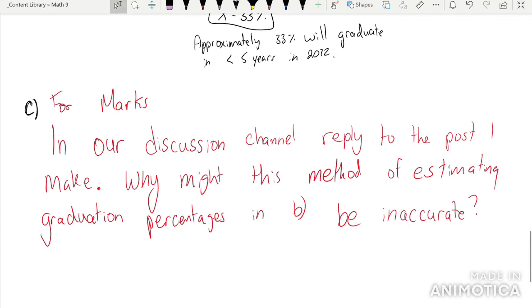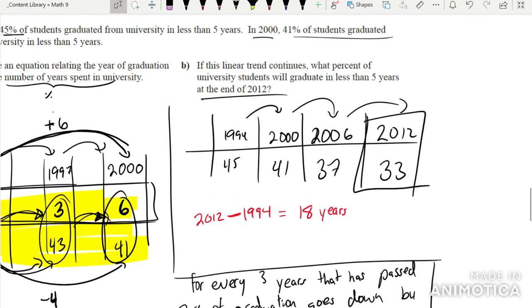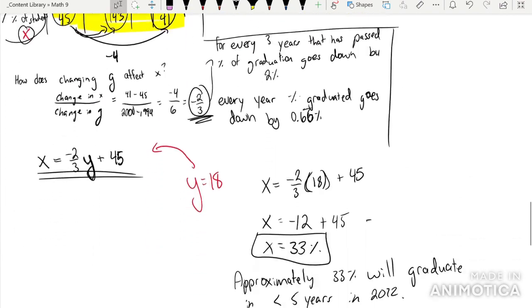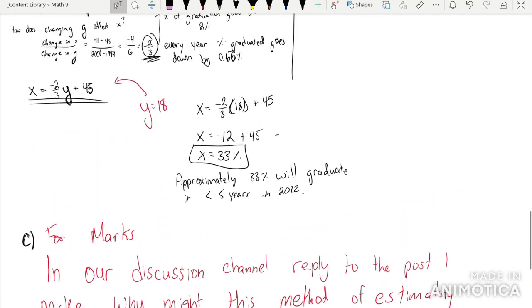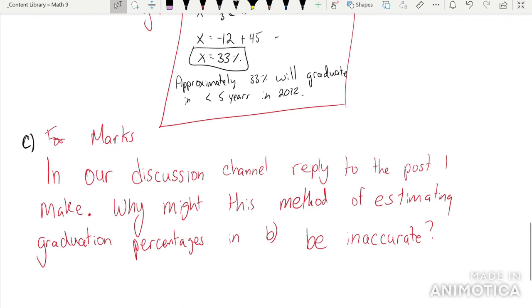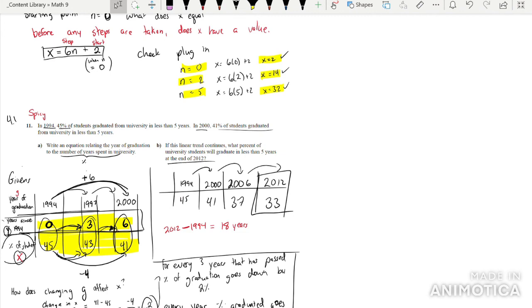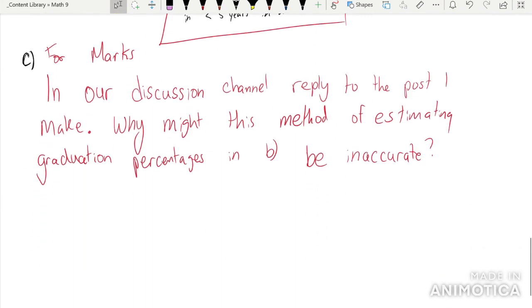So what I'm asking is, in part B, it asked us to figure out how many people would graduate by the end of 2012. So your response is going to be, why would me using this equation not necessarily be a great way of a university estimating? So think of the numbers, look at the question, and take a look at what details are given to us and what isn't, and try to come up with your own thing. So I'm going to make a post asking this question, and I want to see your response.